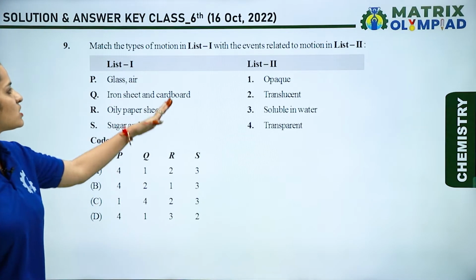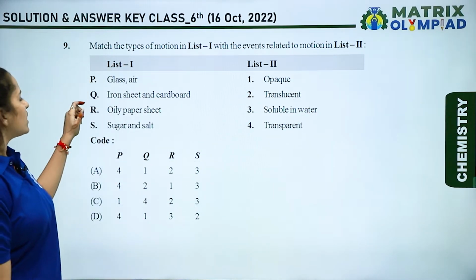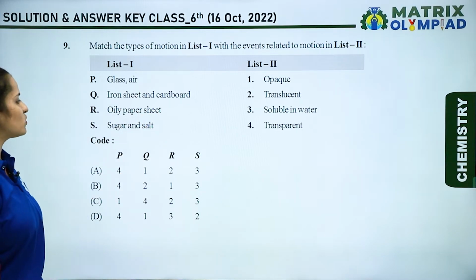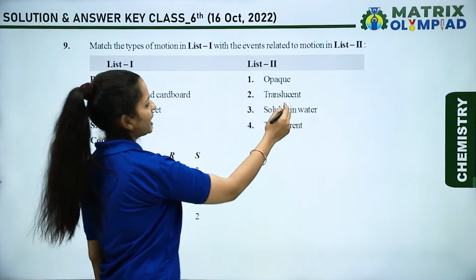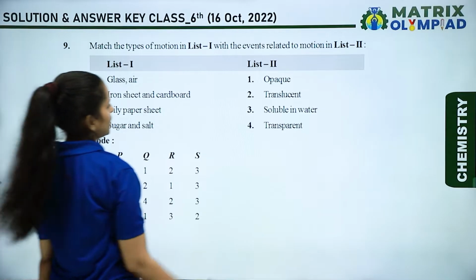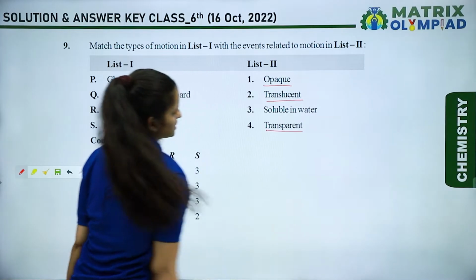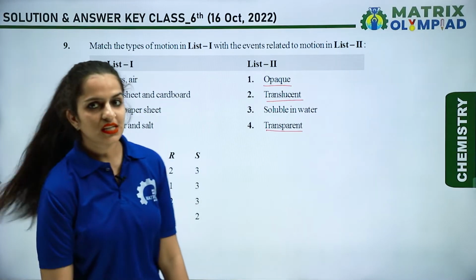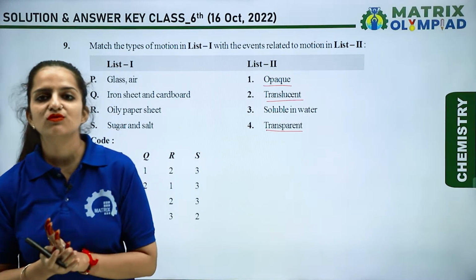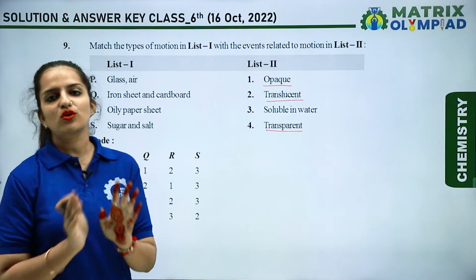The next question is, match the types of materials in list 1 with the properties in list 2. In list 1: glass and air, iron sheet and cardboard, oily paper sheet, sugar and salt. In list 2: opaque, translucent, soluble in water, transparent. So, what are the meanings of opaque, translucent and transparent? Transparent materials completely pass the light, translucent materials partially pass the light, and opaque materials do not pass the light.